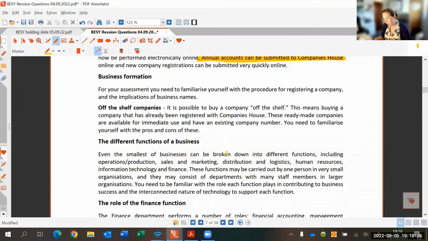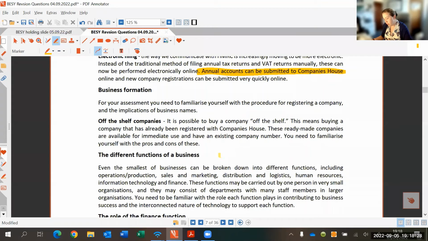Just a couple of things to have a look at before we move on and have a look at some questions. This is a little section, but worth knowing, and there is a question about this that we're going to come to, about buying a company off the shelf, as it were. There's actually nothing wrong with buying an existing company, rather than setting up a company from scratch yourself. And this is what we mean when we say we're buying a company off the shelf.